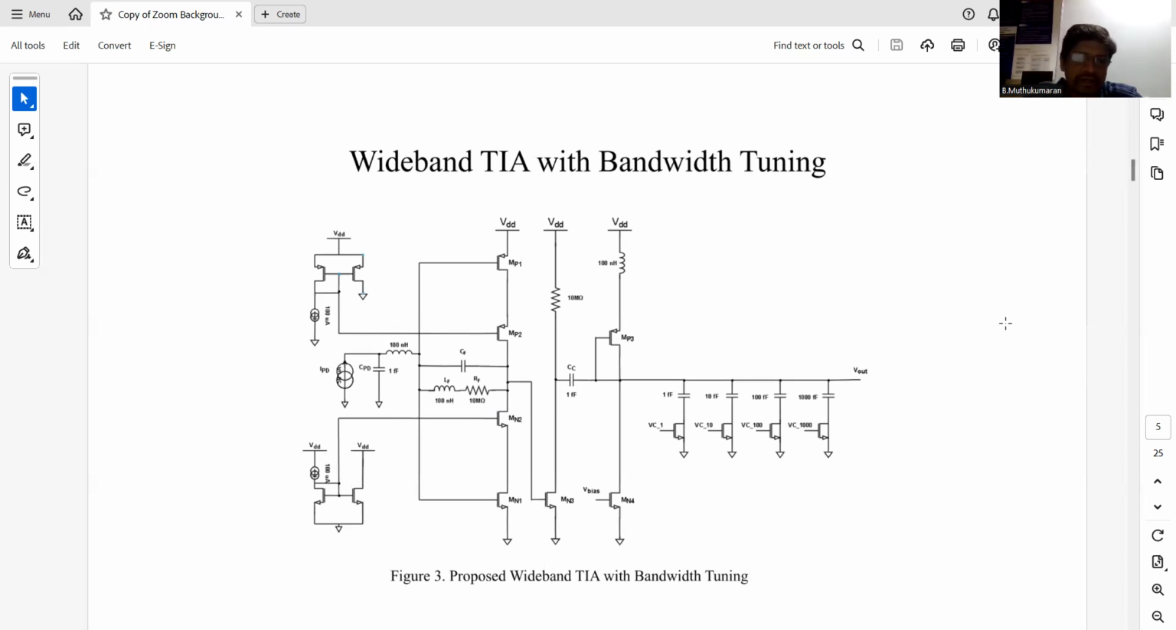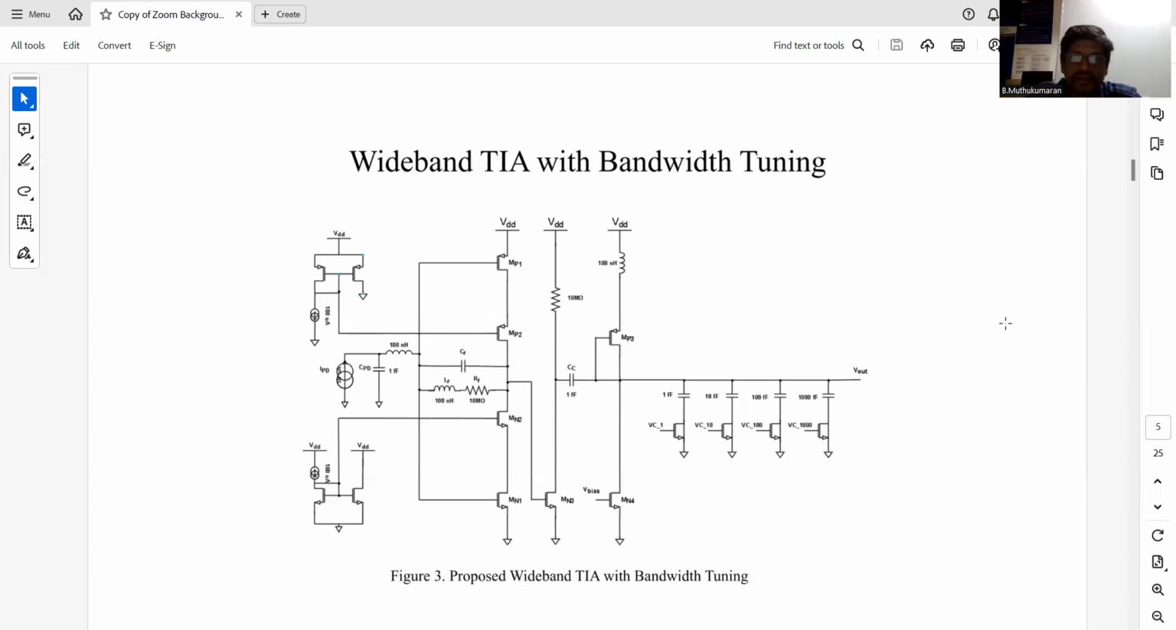This schematic diagram shows the proposed wideband TIA with bandwidth tuning. I have already said that it has 4 stages. The first stage is the TIA, the transimpedance amplifier, and the second stage is the buffer amplifier. The third stage is the low pass filter and high pass filter circuits. In this topology, series inductive peaking and shunt inductive peaking are implemented. The second stage is a common source amplifier used for improving the gain.